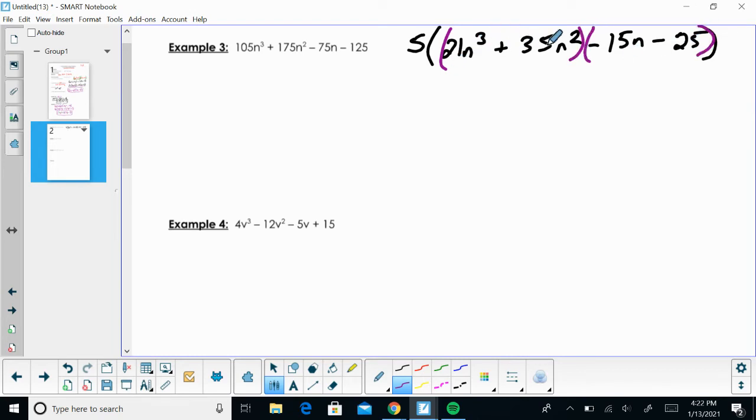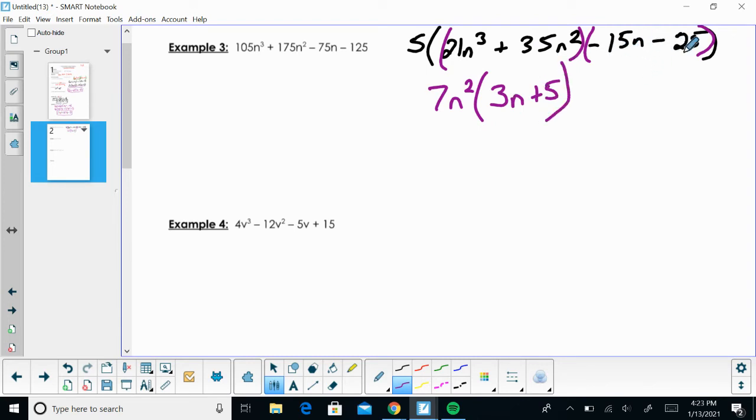So what is the greatest common factor here? Well, it would be 7n squared. And when I factor that out, I'm going to multiply 7 by what to get to 21? 3, and I'm missing an n. And 7 times what gets me 35? A 5. I'm not missing any n's there.